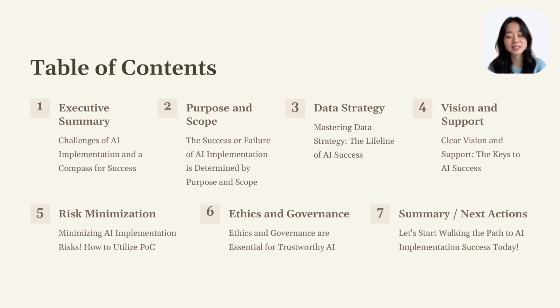Now, let me introduce today's content. First, we will delve into the importance of purpose and scope setting that determines the success or failure of an AI implementation project. Next, we will look at data strategy, which can be said to be the lifeline of AI. Then, clear vision and management support in promoting the project. Furthermore, how to utilize POC to minimize risks. Finally, ethics and control to build trustworthy AI. We will explain these points in an easy to understand manner with concrete examples. If you read to the end, you should be able to grasp the overall picture of AI implementation.